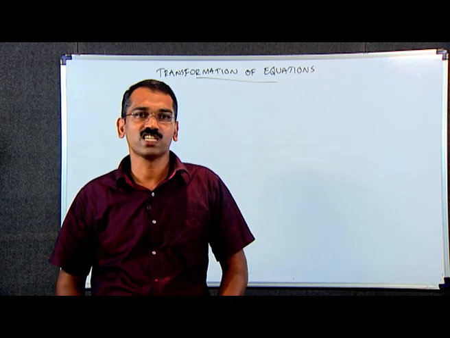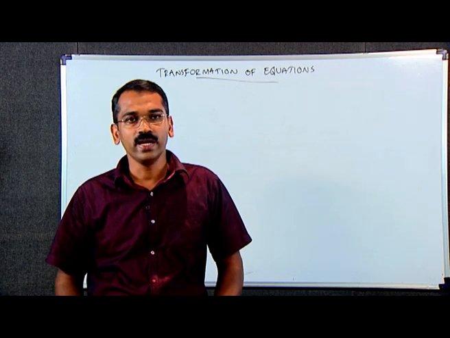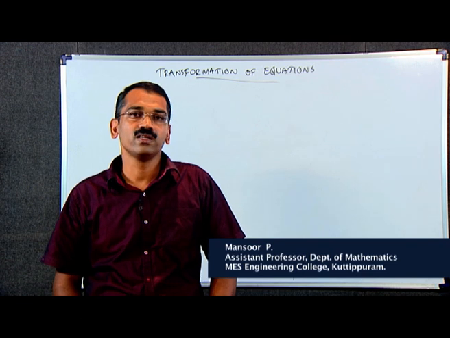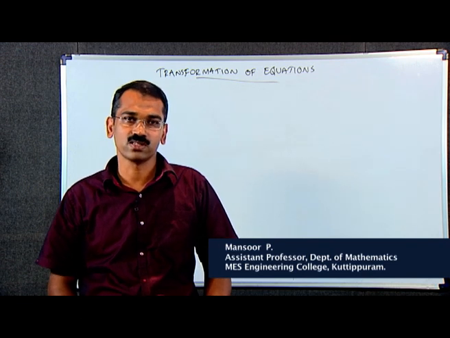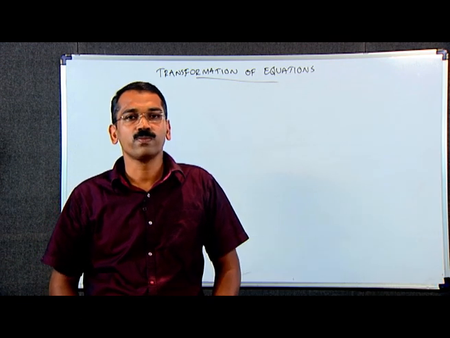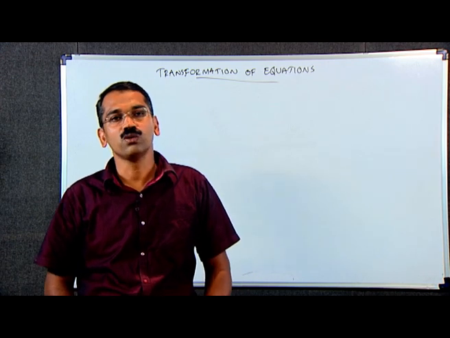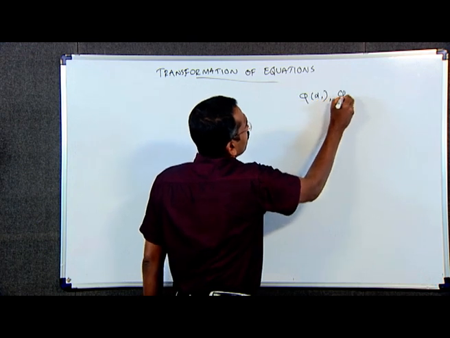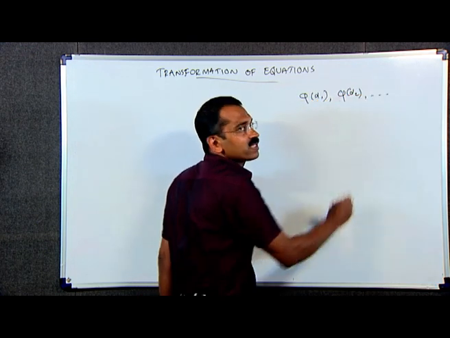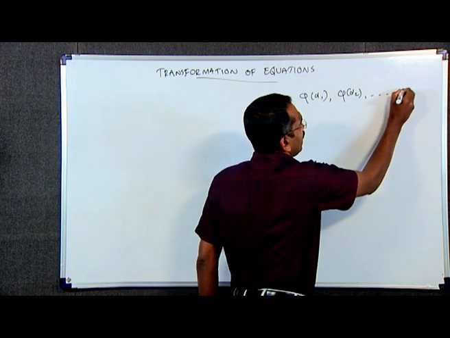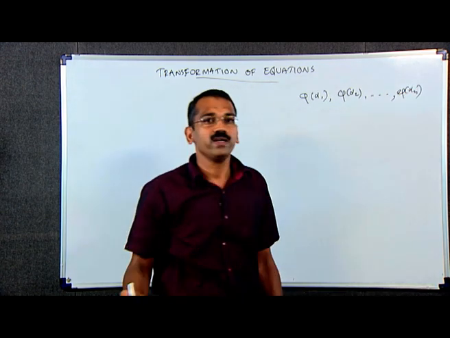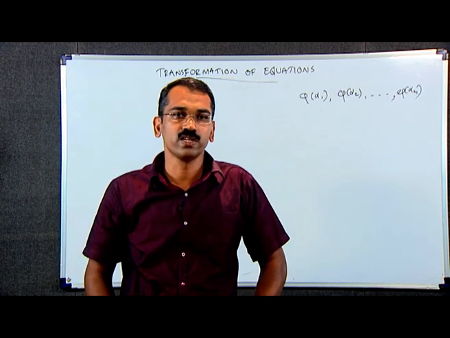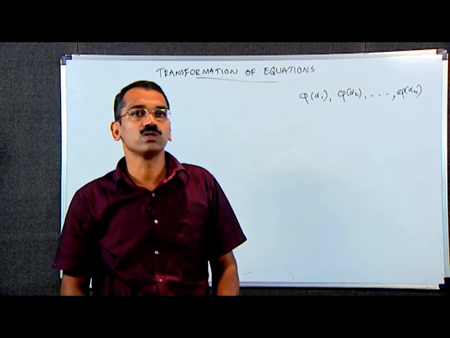Welcome to the session on transformation of equations. If alpha 1, alpha 2, etc., alpha n are the n roots of the equation f of x is equal to 0, the process of finding the equation whose roots are phi of alpha 1, phi of alpha 2, etc., phi of alpha n, where phi is a specified function, is known as a transformation of the equation f of x is equal to 0.